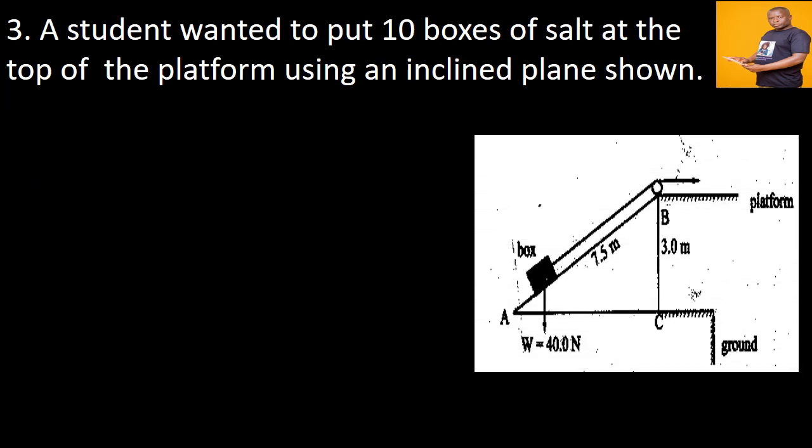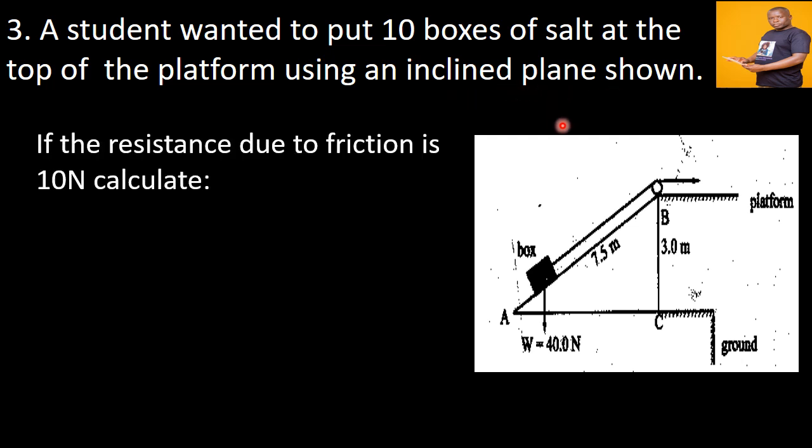Great. Number 3, we are told that a student wanted to put 10 boxes of salt at the top of the platform using an inclined plane shown. So we have a plane here, and this is a box of sorts. The student wants to put 10 of these on the platform. Each has a load of 40 newtons. So if there are 10 of them, it means you have more load or weight.